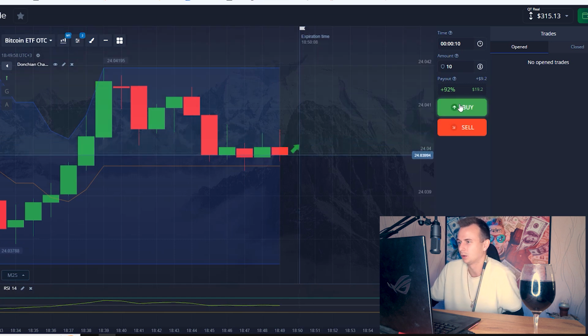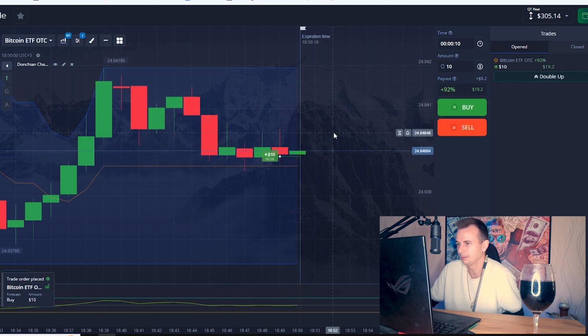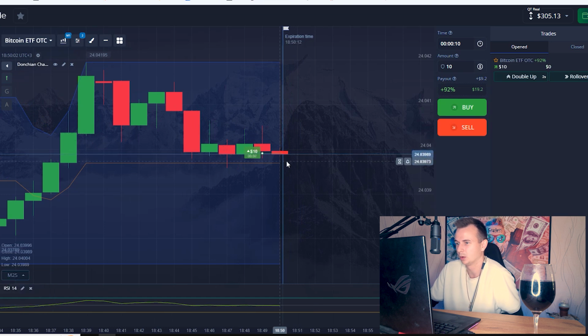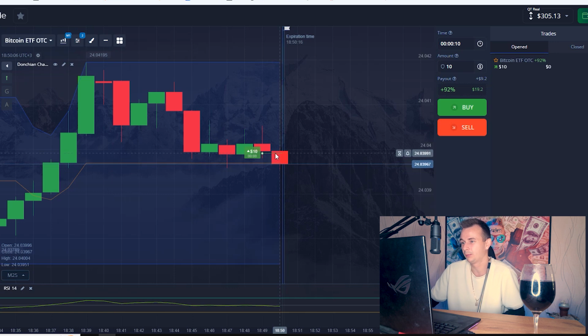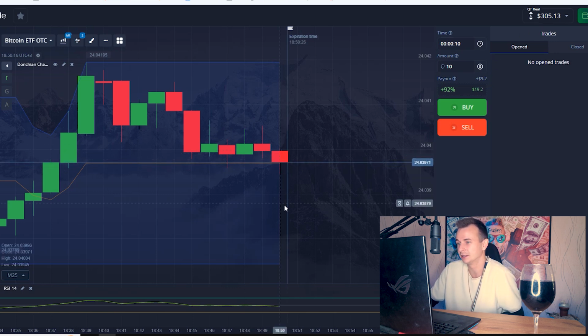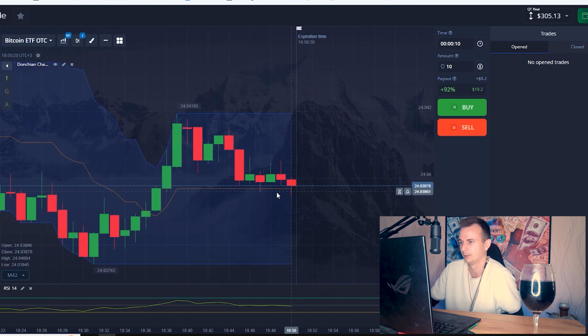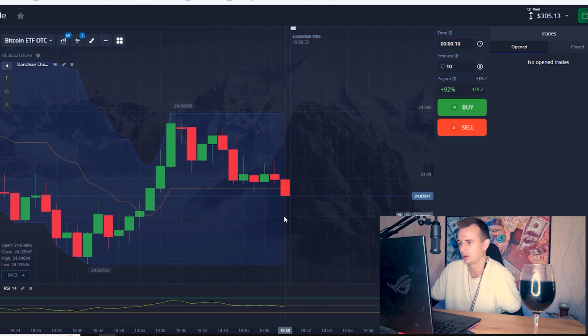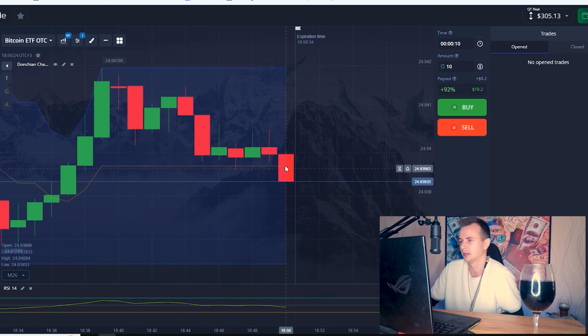Okay, so from here I will take another buy. Let's see, but price is going a little bit down and as you can see now, very important, if price is breaking resistance level, I'm not taking a buy because I can lose all my balance because the price can go down and down and down. So I'm just waiting now.